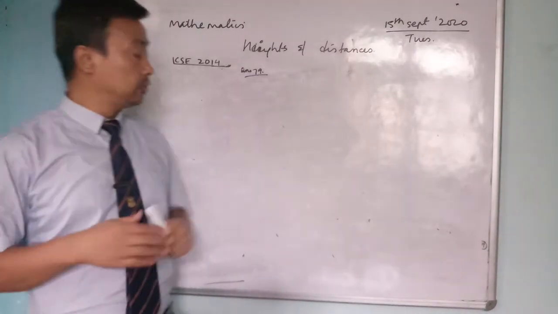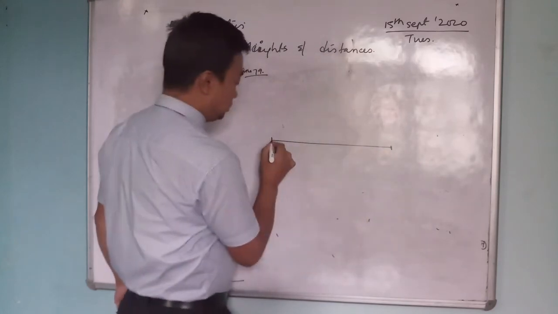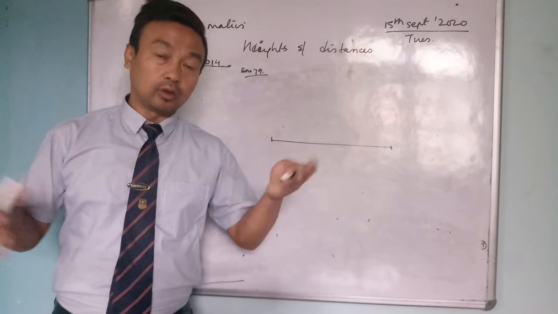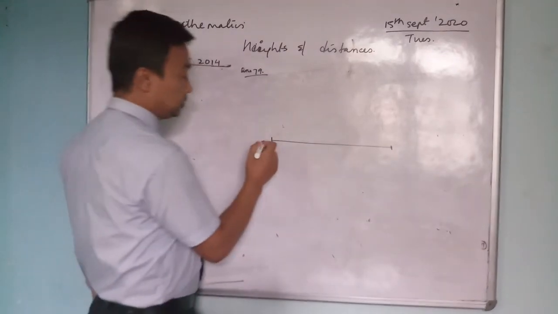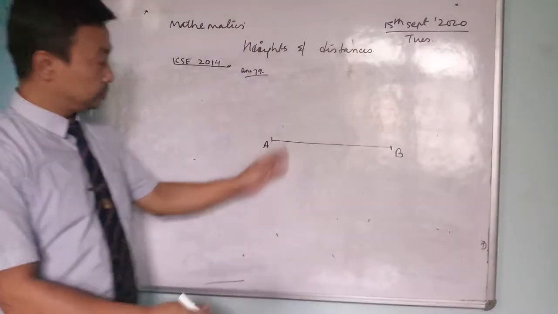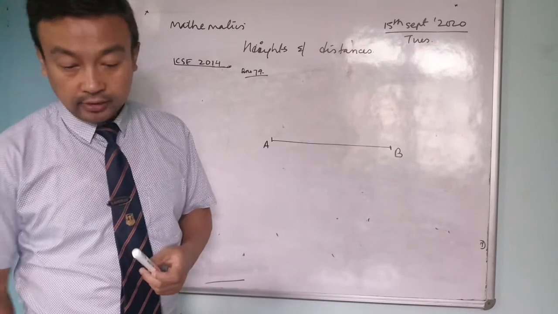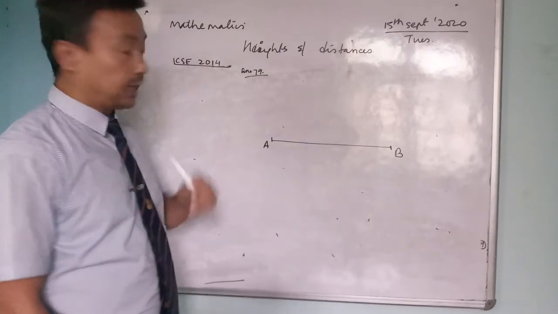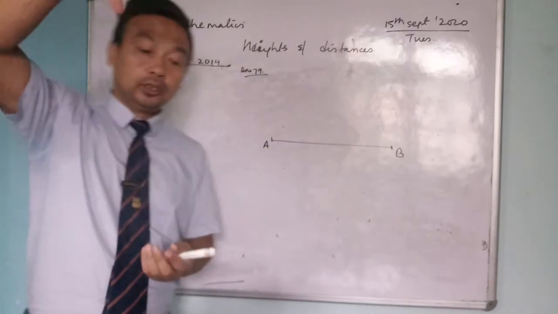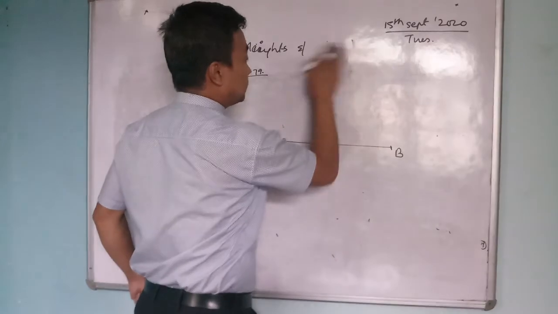Now there is a river. Let us say this is the river. It is always represented with a horizontal line or with a vertical line. So let us say AB is the width of the river. Now there is an aeroplane. Aeroplane is flying at an altitude of 250 meter. Altitude means height. So it is flying at a height. Let us say aeroplane is flying at this height.